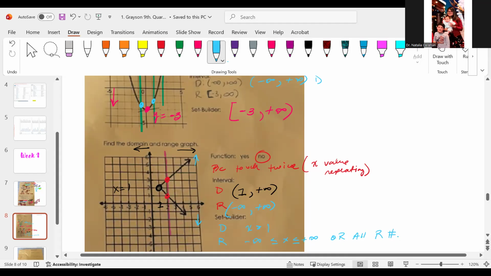Okay. For the set builder over here, the domain is all real numbers, or it could be negative infinity less than x less than positive infinity. I don't need to put an equal sign. The range in this case will be y is greater than or equal to -3. It's greater than because it's going all the way to positive infinity. It's going up, so it has to be greater than.